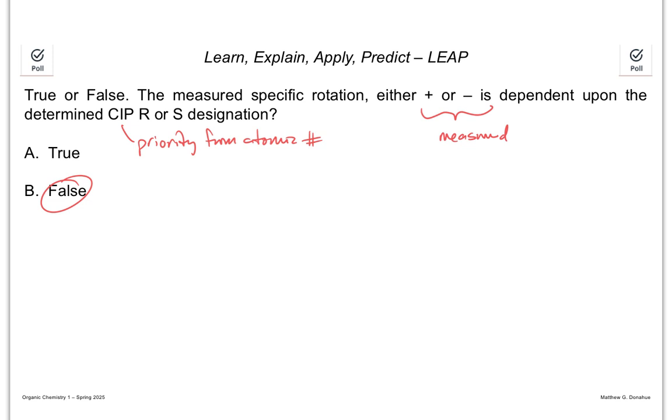And so there's no connection between what we as humans assign R and S and what the instrument is spitting out as plus or minus.